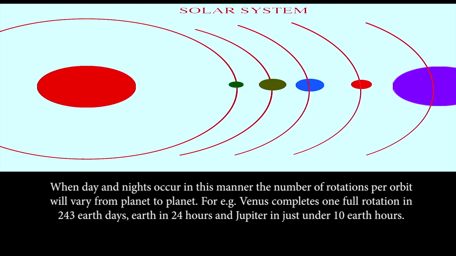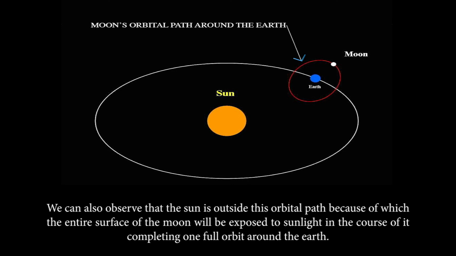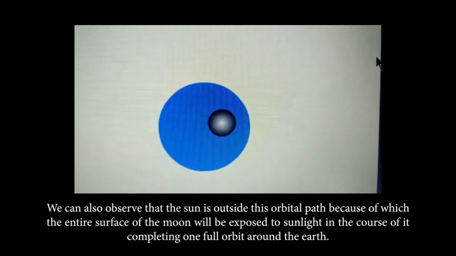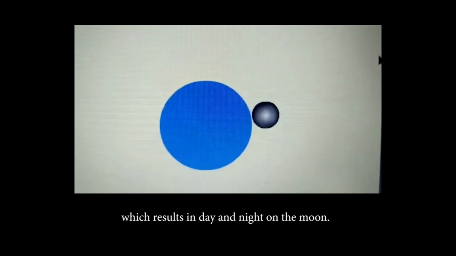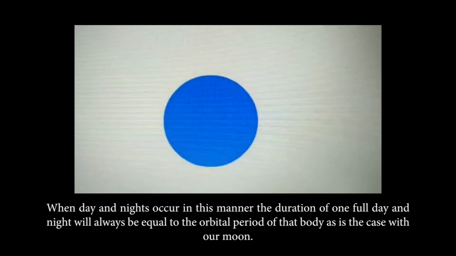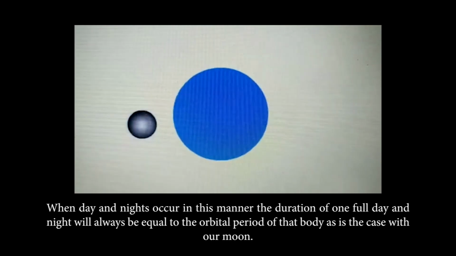10 Earth hours. In this figure, we can observe the Moon's orbital path around the Earth. We can also observe that the Sun is outside the orbital path, because of which the entire surface of the Moon will be exposed to sunlight in the course of it completing one full orbit around the Earth, which results in day and night on the Moon. When day and nights occur in this manner, the duration of one full day and night will always be equal to the orbital period of that body, as is the case with our Moon.